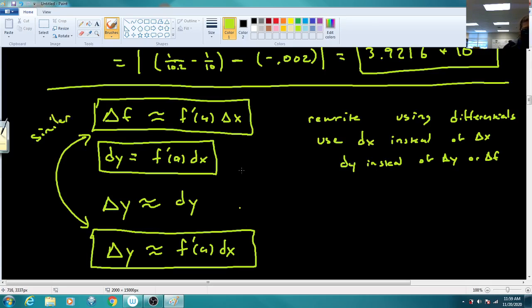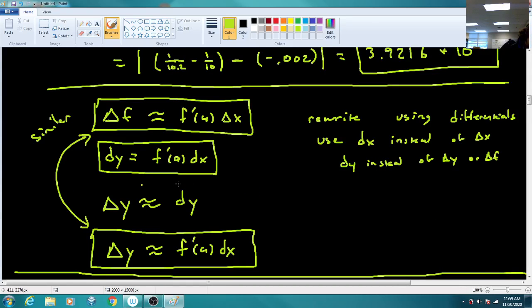We use, instead of delta x, a dx, but it's basically the same information. So it's two different notations that represent similar ideas. So we're going to use some stuff this time, they want us to use our differential notation.